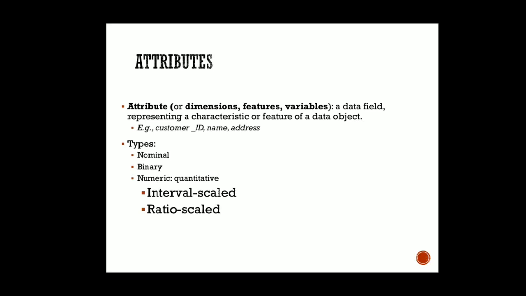Fine. Now here you can see there are different types of attributes present. One is nominal, binary, then quantitative. It may be interval scaled or ratio scaled. So we will see one by one what those are.